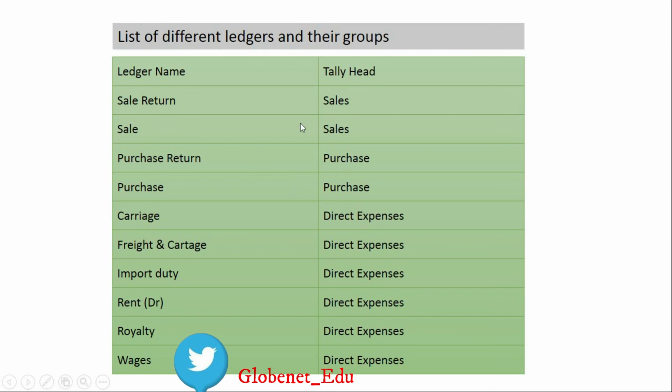Like suppose sales return will come under sales, sales will come under sales, and purchase return under purchase, purchase under purchase. Then we have carriage, that comes in direct expenses. Then like that we have import duty, freight and carriage. Then we have rent, royalty, wages. This all will come under direct expenses.